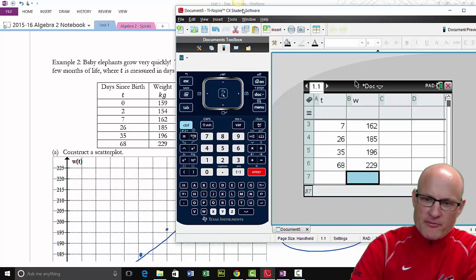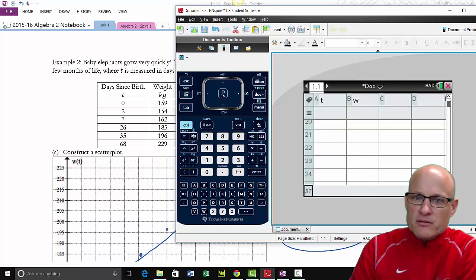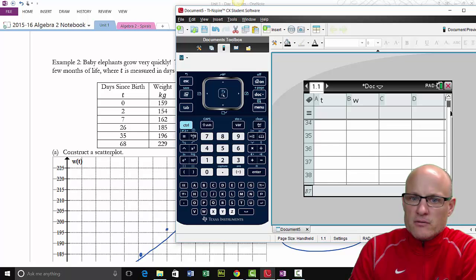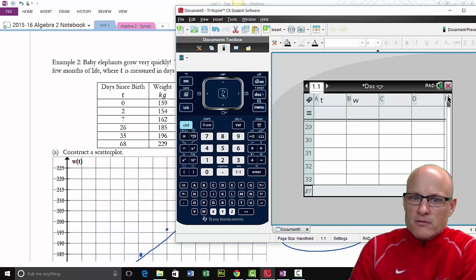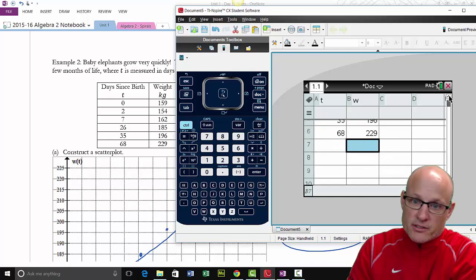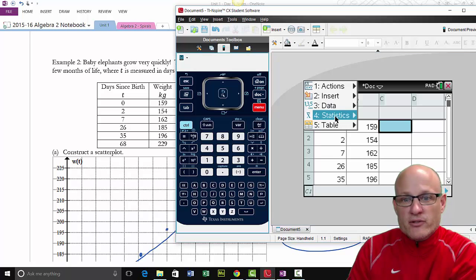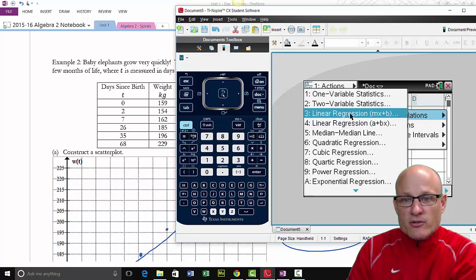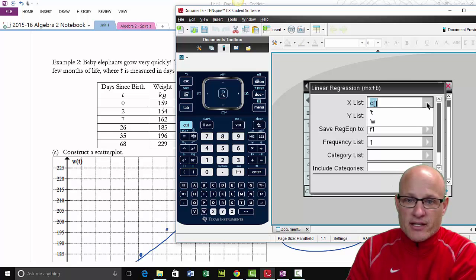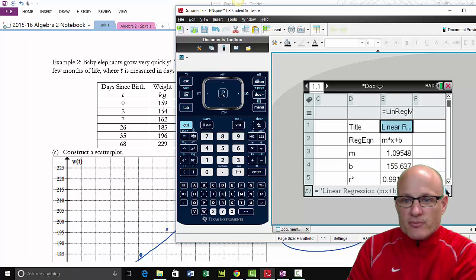All right. So like before, we've got to get our cursor up here. I somehow scrolled down like 30 cells. We'll get there. There we go. All the way up. You want to have your blue box right here. We go into Menu, Statistics, Stat Calculations. We're going to do linear regression again. In this case, the x value is t and my y value is w. I click OK. And there are my numbers.